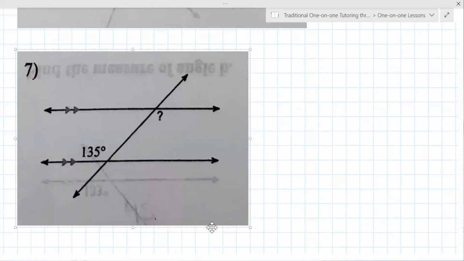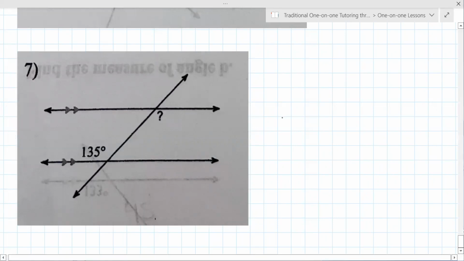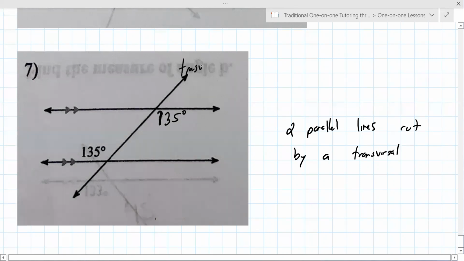Isn't it because it's on the same side or something like that? It's still going to be 135. The answer is 135, yes. But let's give it some formal names. This type of problem is called two parallel lines cut by a transversal. Do you see the parallel lines? So this thing right here is the transversal.